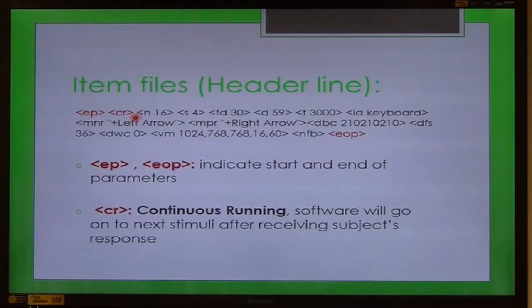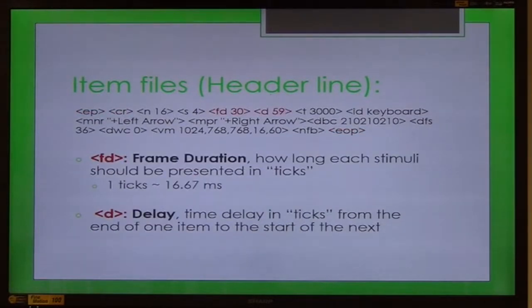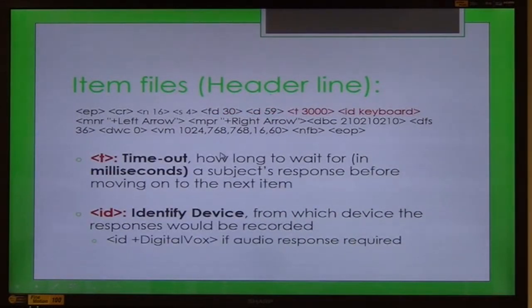Next to EP, you can see a parameter called CR. It means continuous running. Basically, if you don't put CR in the header line, the experiment will stop after each trial. But usually you don't want that in your experiment, so you almost always put CR in the header line. The next are FD and D. FD is frame duration, which means how long your stimulus will be displayed in a trial in general.